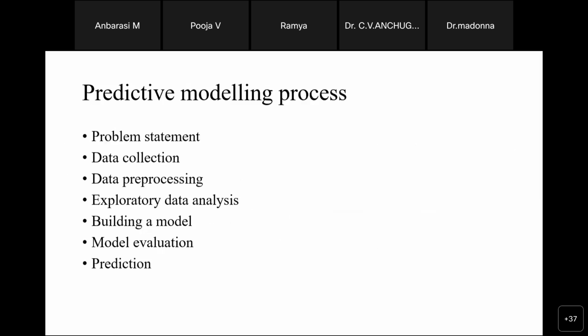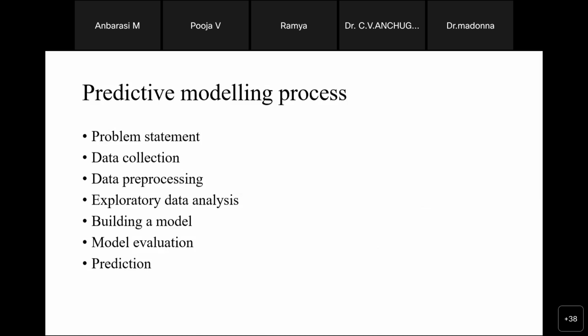Generally, these are the steps involved in the predictive modeling process. First is the problem statement. First we have to define the objective of the problem statement. We should understand the problem, what exactly needs to be predicted.